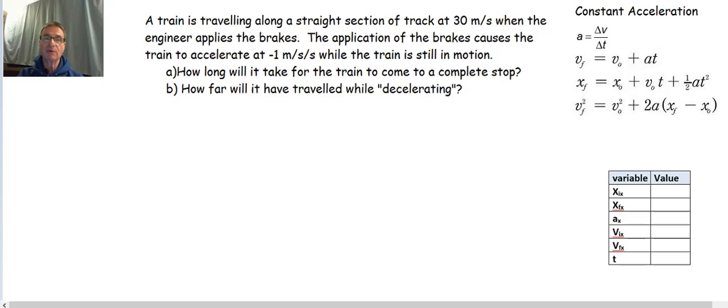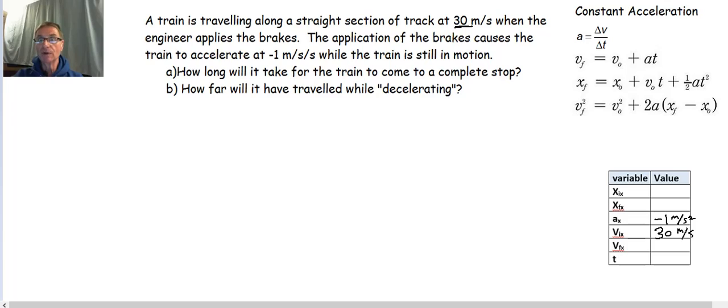So let's see what information we have here. A train is traveling along a straight section of track at 30 meters per second, so the 30 meters per second is going to be my initial velocity. I'm going to add that to my table over here. When the engineer applies the brakes, the application of the brakes causes the train to accelerate at -1 meters per second squared. So my acceleration, or deceleration in this case, is going to be -1 meters per second squared.